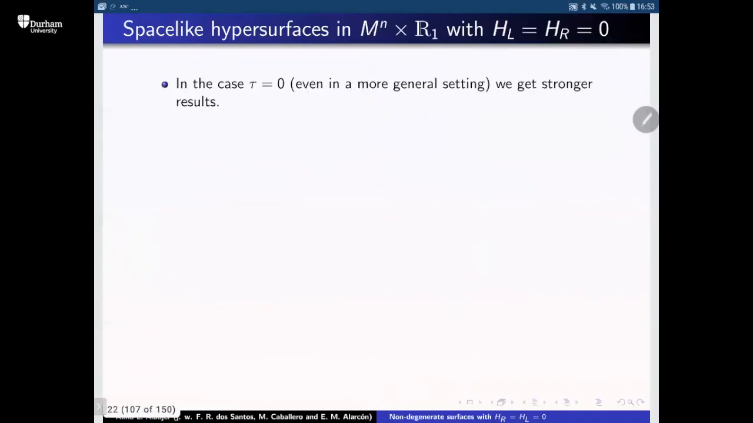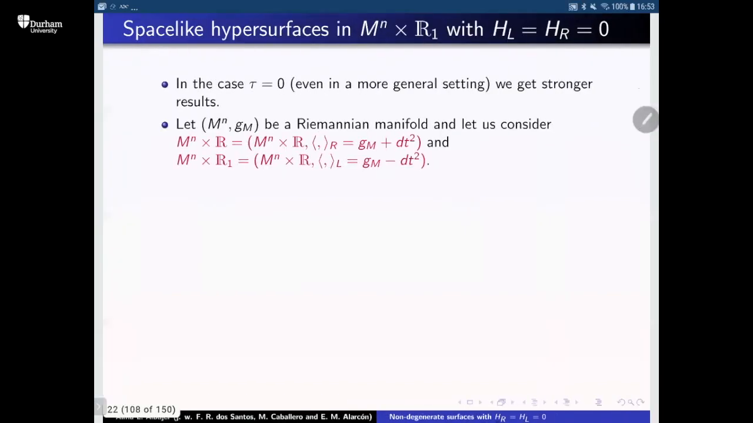Okay, so let me show in 5 minutes some results related to the case of product spaces. And let me show how, as I was saying at the beginning, we can get stronger results when we restrict ourselves to the case of product spaces, so the case where tau is equal to 0. Here, I'm not going to take homogeneous spaces, just a product space, and in general dimension.